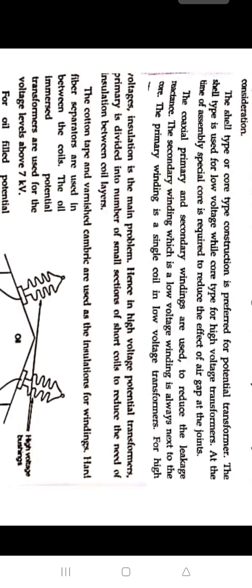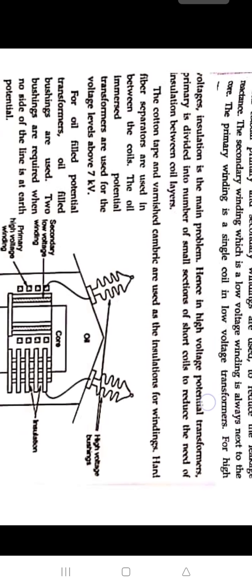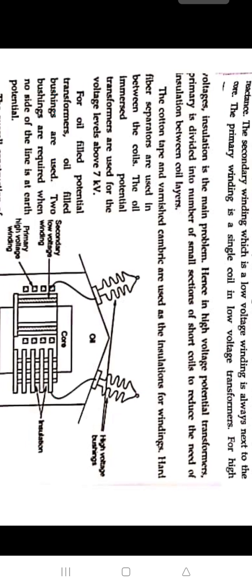For high voltage transformer, insulation is the main problem. So for insulation, in high voltage potential transformer, the primary is divided into a number of small sections of short coils to reduce the need of insulation between coil layers. See here, you can see there are so many insulations, right? The cotton type and varnished cambric are used as the insulation for winding. Hard fiber separators are used in between the coils.